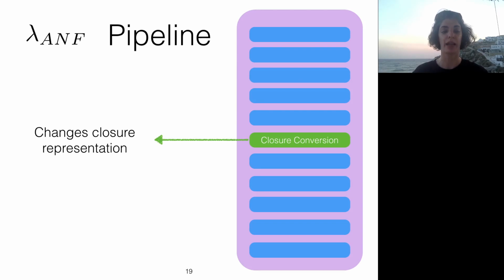All of the lambda ANF transformations, except for closure conversion, are same-language transformations and do not change the representation of values. But closure conversion changes the representation of closures from closure values to explicitly constructed closures. Therefore, closure conversion behaves like a cross-language transformation.